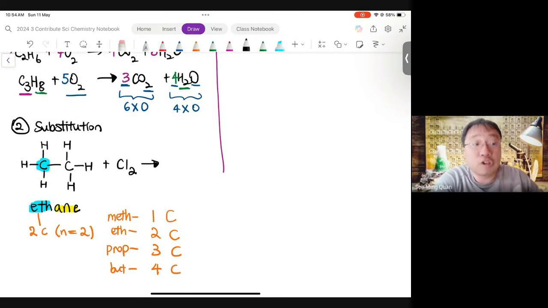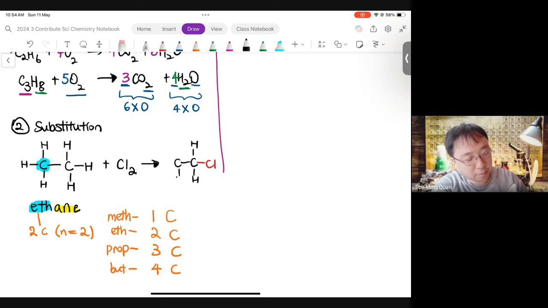All right. So ethane or any alkane could undergo substitution. The name of the reaction is substitution with chlorine gas. Now, what can it form? So the idea is substitution means I replaced one of the hydrogen atoms with chlorine. So the idea is replacement. All right, so I've replaced one of the H with chlorine in this case.